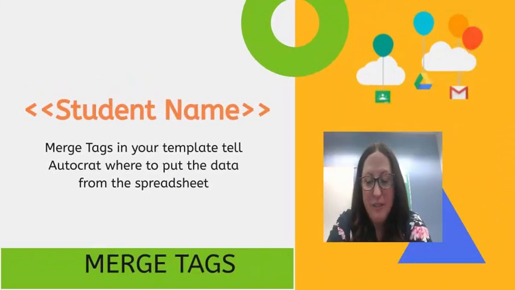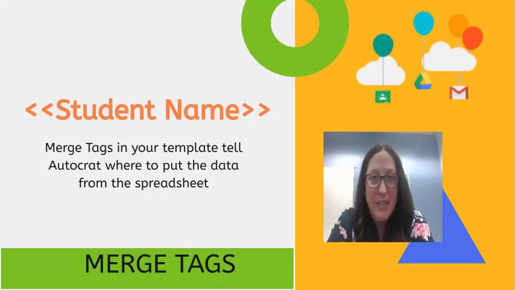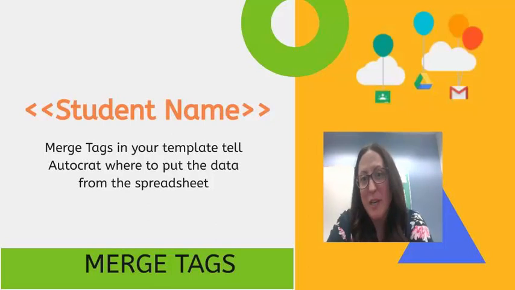So using the Shift key as well as the period and comma button, you can put data in between those merge tags to merge any kind of data from a spreadsheet into a Google Doc or slide.